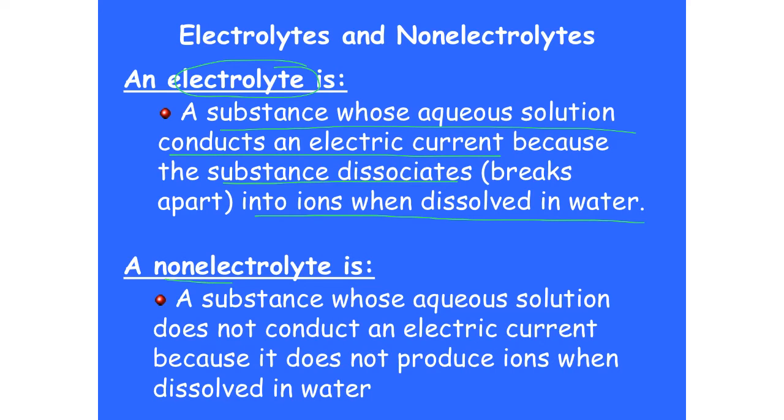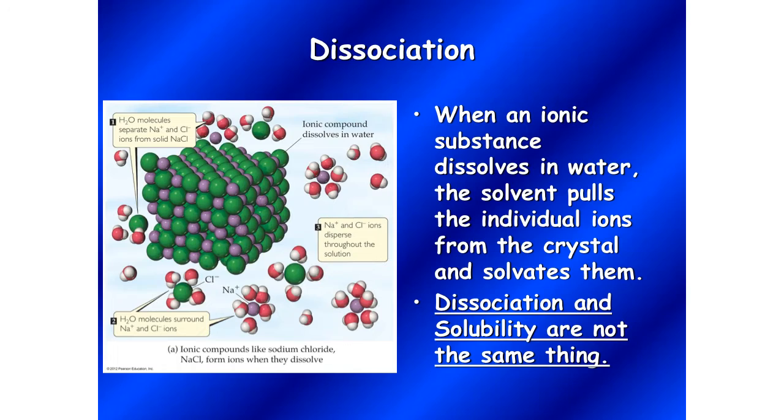A non-electrolyte is a substance whose aqueous solution does not conduct electricity because it does not produce ions when it is dissolved in water. So electrolyte, when dissolved in water, conducts electricity. Non-electrolyte does not. Electrolytes are acids, bases, and ionic salts. So in Regents, we said ABS, so acids, bases, and ionic salts.